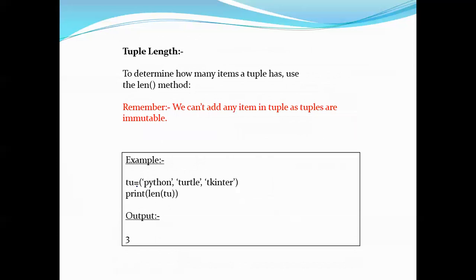Now we have a method like in list. The len method is used to find the number of elements in a list. I have the same method len, which is used to find the number of elements in a tuple. This len function is used here as len of tu, where tu is my tuple consisting of 3 data items, python, turtle, tkinter. So when I say len of tu, the len function will give me the output as 3, saying that my tuple is having 3 items, right?